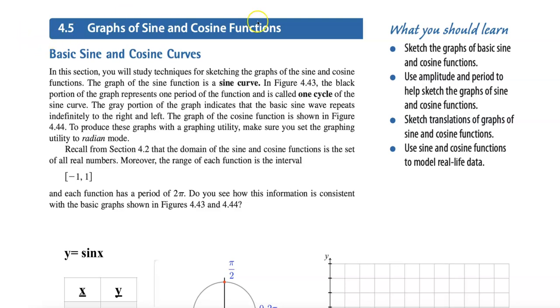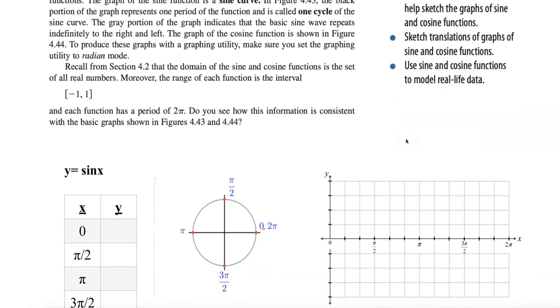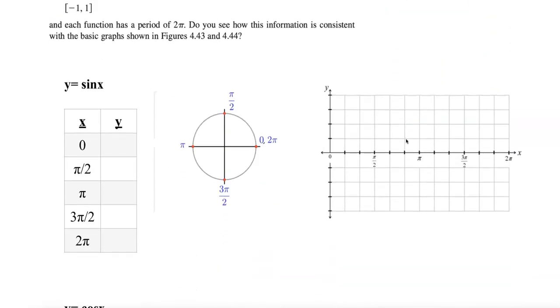4.5, graphs of sine and cosine functions. What we should learn? We should learn how to graph basic sine and cosine functions, how to use amplitude and period to adjust our graph, how to graph translations, moving it up, down, left, right, and then how to do real life problems. So first, let's talk about what a sine function looks like by doing a basic graph, right?